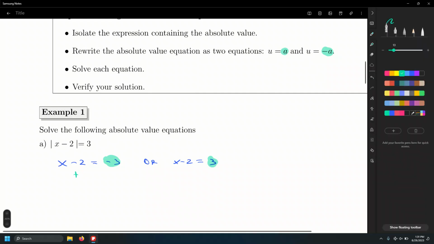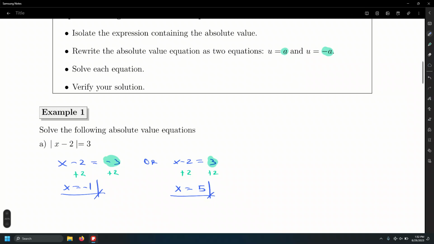That is, add 2 to both sides. And that's going to leave us with x equals 2 minus 3, that equals negative 1. All right? And lastly, for the second equation, let's see, we add the 2 to both sides, and that's going to leave us with x equals 5. All right?